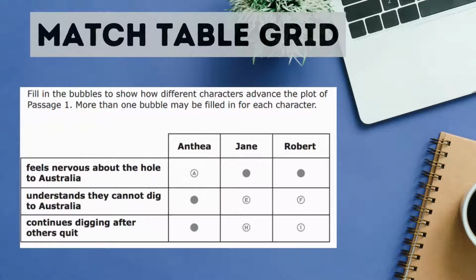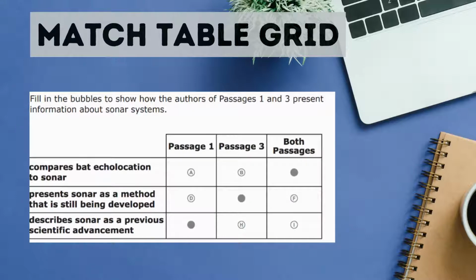Let's look more closely at the match table grid. Here's an example from one of Florida's past tests that says, fill in the bubbles to show how different characters advance the plot of the passage. More than one bubble may be filled in for each character. Or let's look at this one that compares passages, where students need to fill in the bubbles to show how the author presents information about sonar systems in passage 1 and passage 3. So here they're going to compare them and how they're different and similar. This is the most common way I've seen this type of question used in the past.